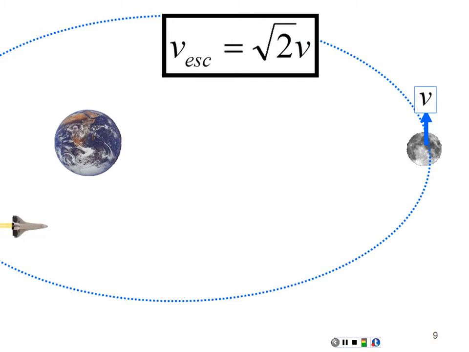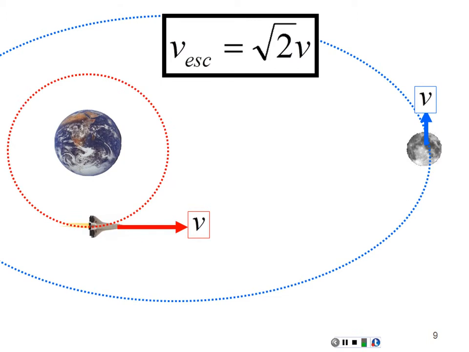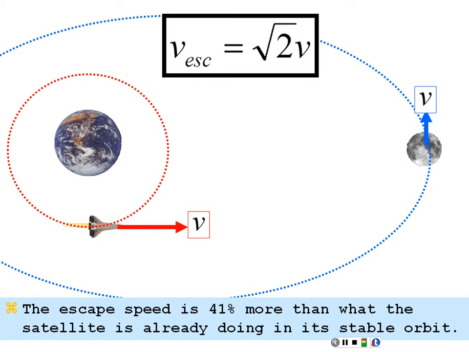Same thing for the shuttle. If the shuttle is going around the Earth at a smaller radius orbit, whatever speed it's doing at that moment, for it to escape Earth, it would have to go 41.4% faster than what it's doing in an already determined stable orbit. So this is a cool rule of thumb. If you ever find yourself in orbit around the Earth and you want to escape, you just need to go 41.4% faster and you can escape the Earth.